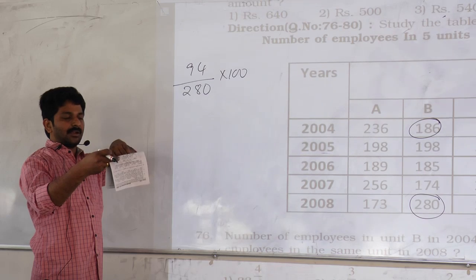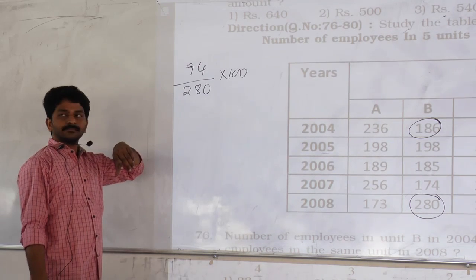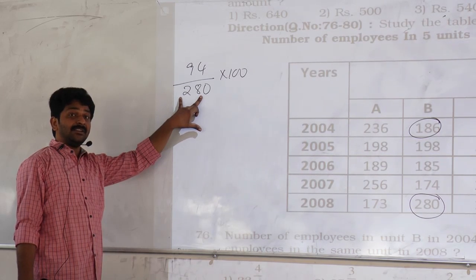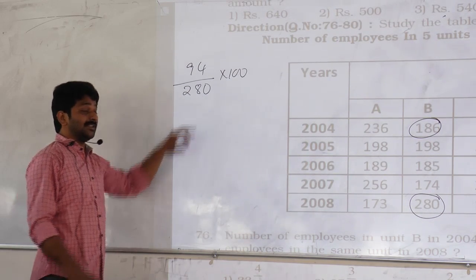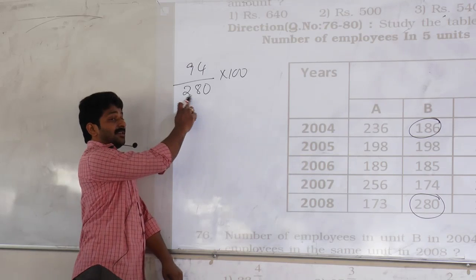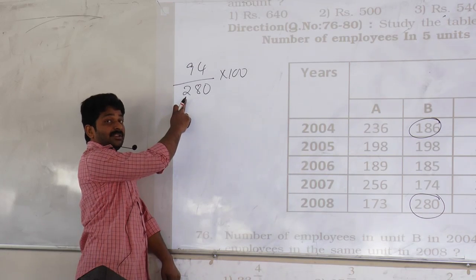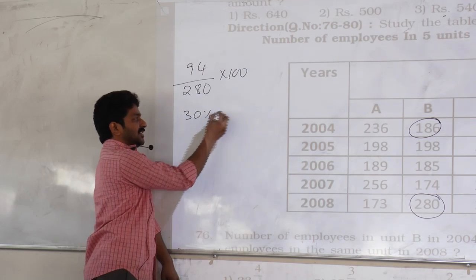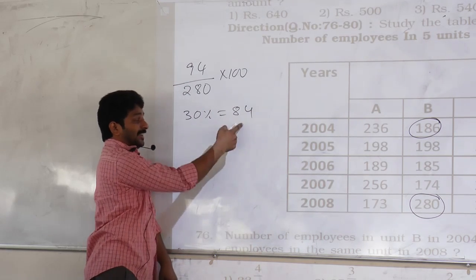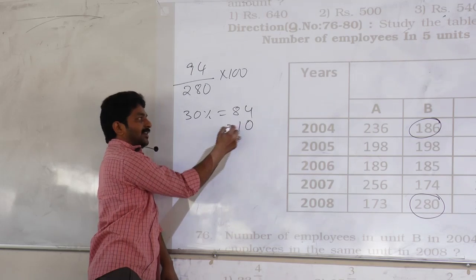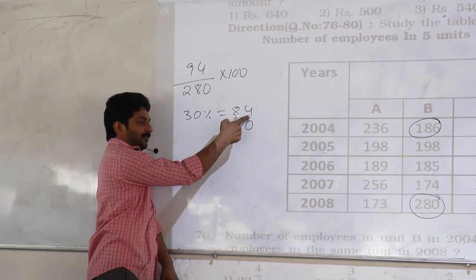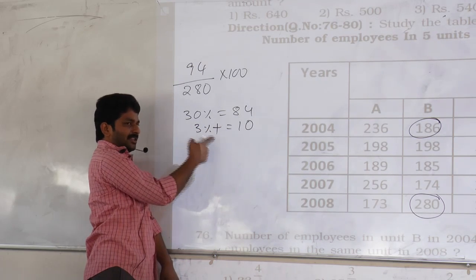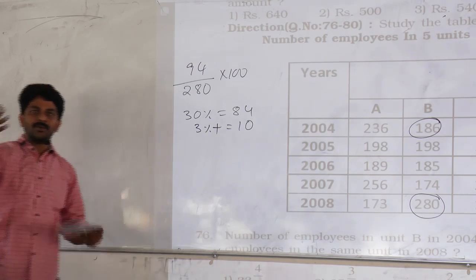It should be close to 33 1/3, that's it, right? 10% is 28, 20% is 56, 30% is 3 times this number, 3 times 60, 3 times 8 is 24, total 84. So 30% is equal to 84. To make it 94 you need to add 10, so that will be near about 10% of 84 which is 8.4. You need to add a number which is more than 3%. Answer is just above 33%.